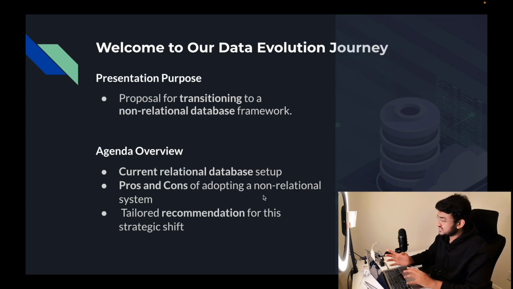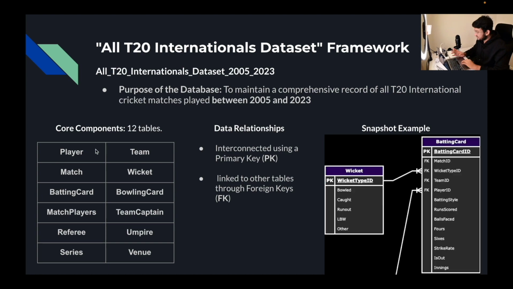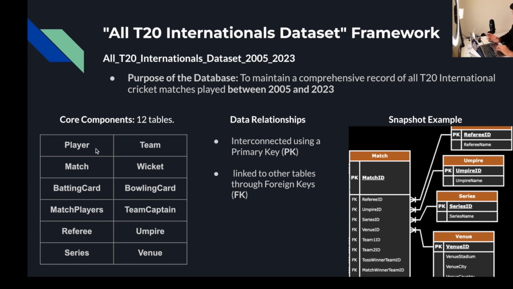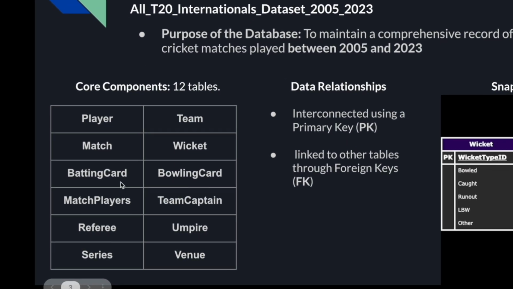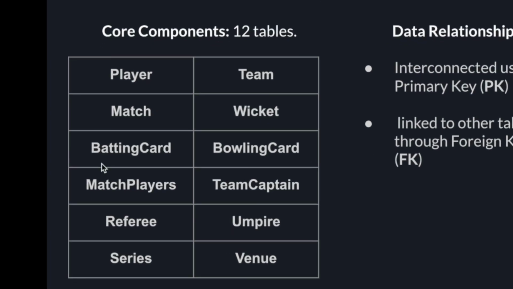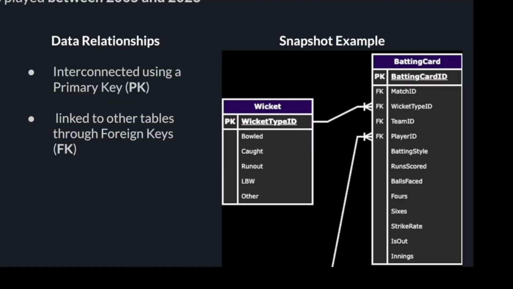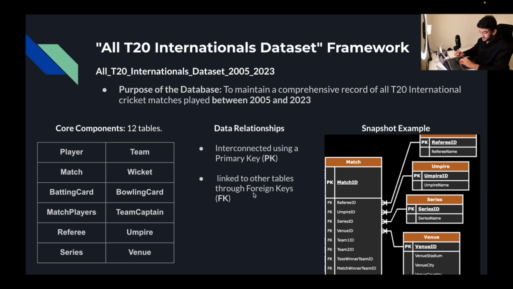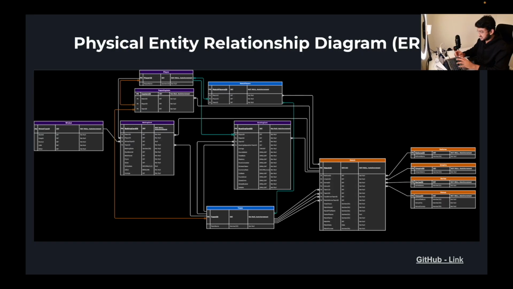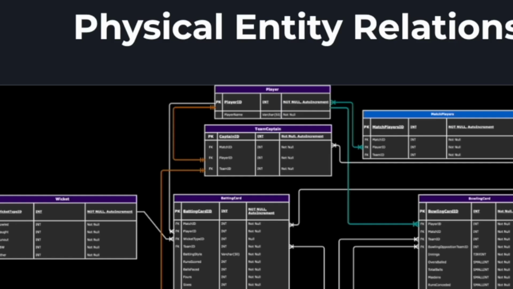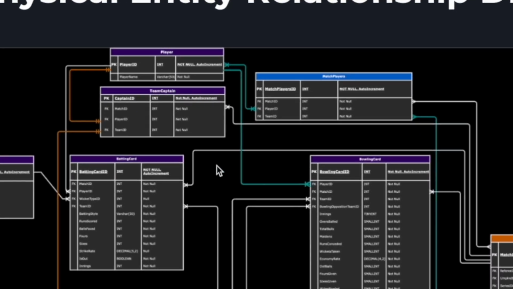Moving to the second slide, as I already said, my proposal is to shift to a non-relational database. Moving to the next slide, we have 12 different tables, from player data to team data, match data, batting card, bowling card, and a few other tables. These 12 tables are interlinked with each other with primary keys and foreign keys. On the next slide, this is the physical ERD which I built.